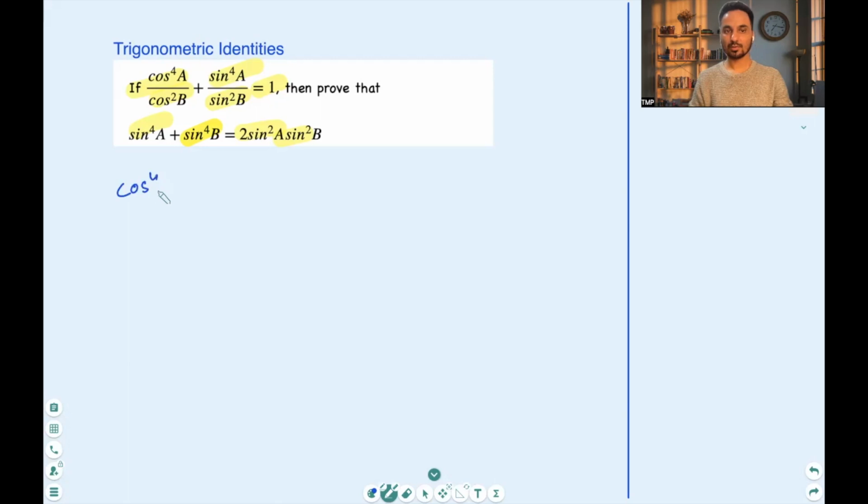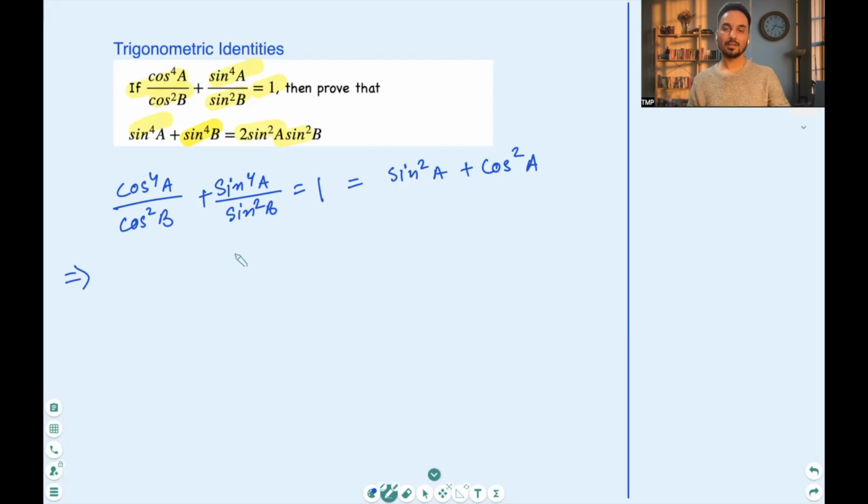Given that cos to the power 4a over cos square b plus sine to the power 4a over sine square b equals 1. And we know that sine square a plus cos square a equals 1, or sine square b plus cos square b equals 1. That means the right-hand side can be written as sine square a plus cos square a. The next step, we'll try to bring all sine terms on one side and cos terms on one side.